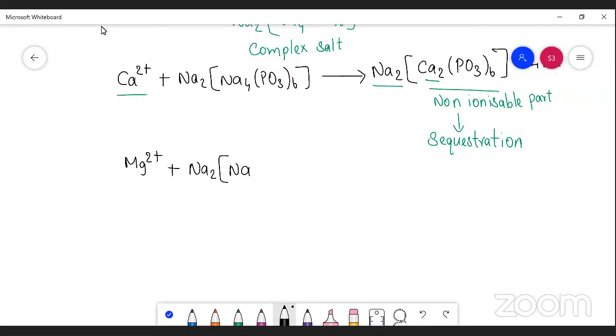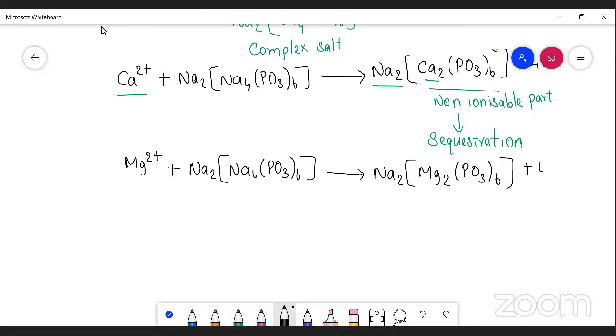So sodium 6 times and the phosphate is also 6 times, that is Na6 (PO3)6. Here magnesium is exchanged by the sodium ion, so we get Na2 Mg2 (PO3)6, and 4 moles of sodium ion are removed.